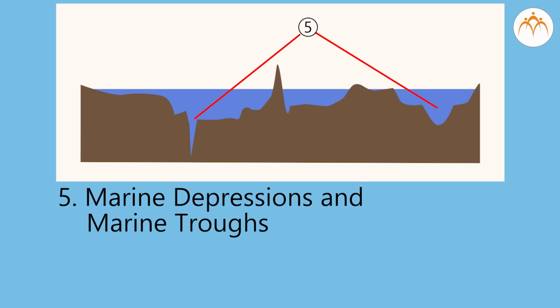Marine depressions and marine troughs. There are high and low areas at the base of the ocean similar to the mountains and valleys we find on the land. At the base of the sea or ocean, one finds deep, narrow and steep depressions which are called marine depressions and marine troughs or trenches.